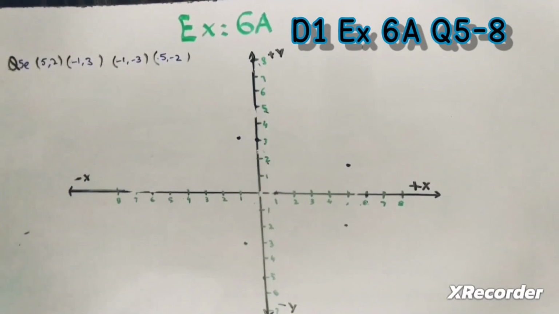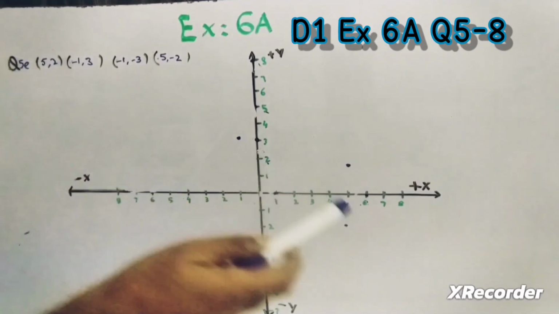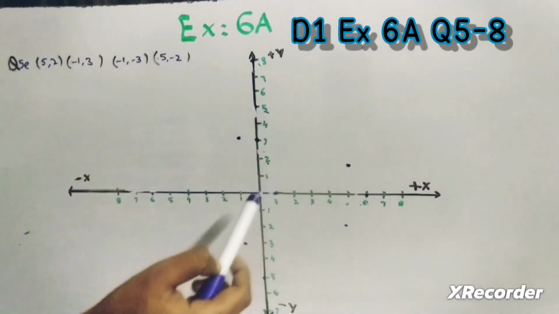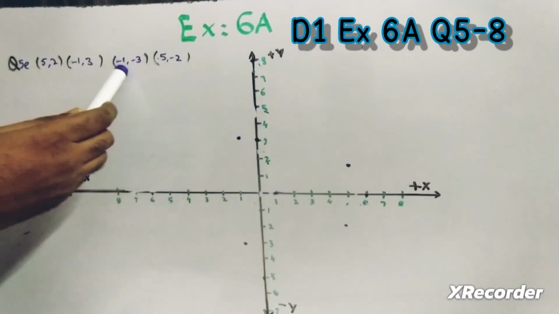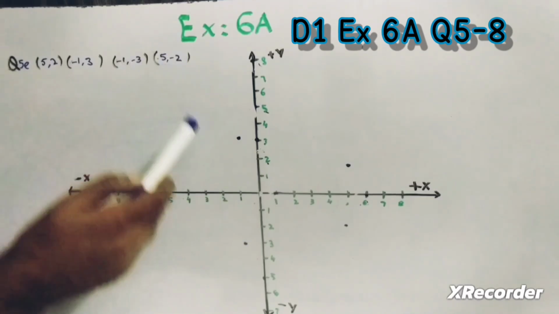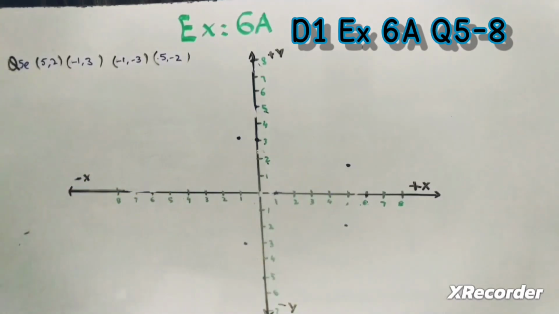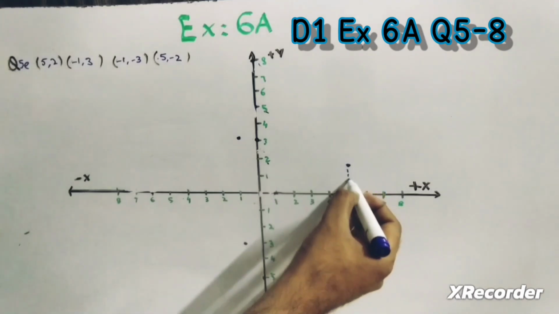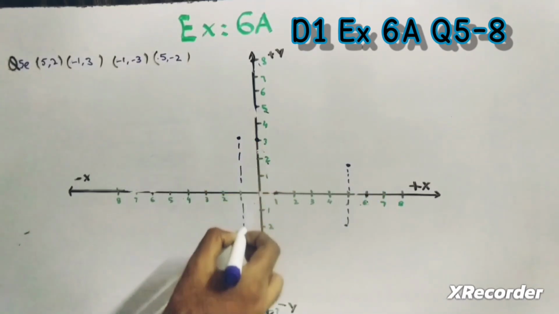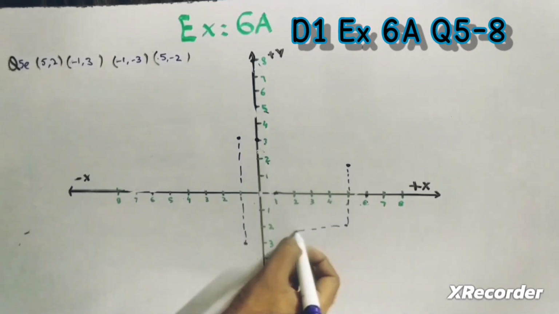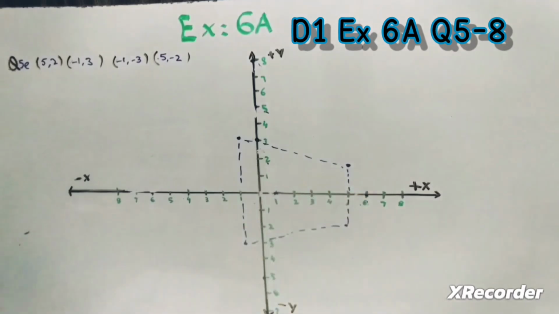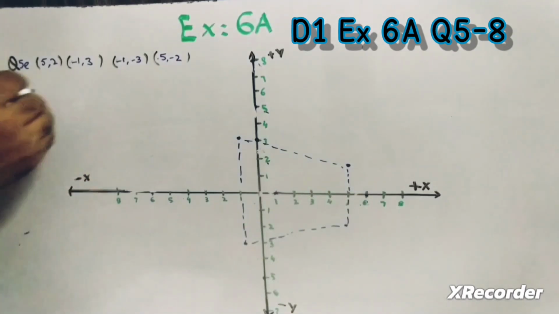Now coming to our last part, 5e: (5, 2), first point, then (-1, 3), then (-1, -3), then (5, -2). If we join the dots, what do we get? Now what is this shape? It is a trapezium.